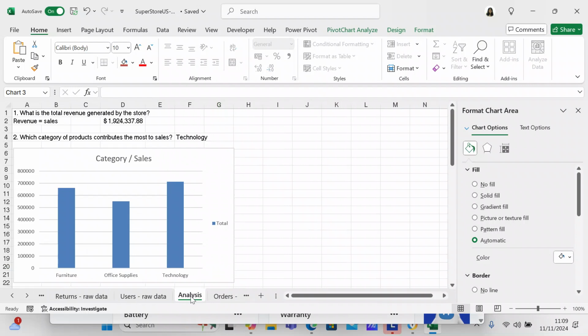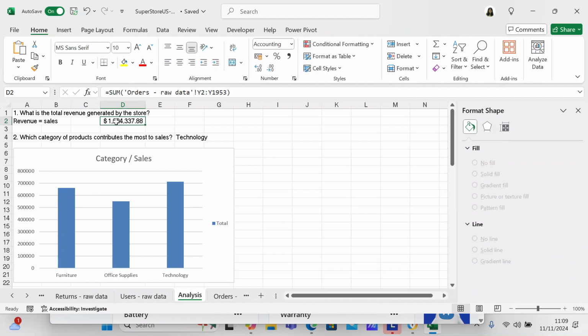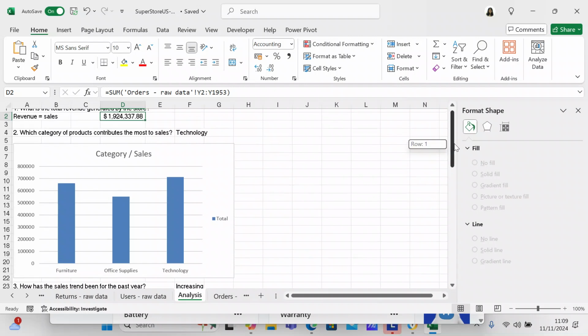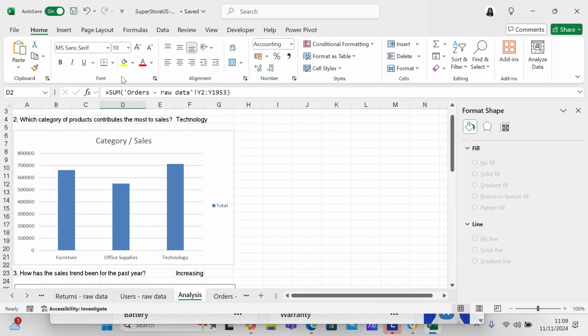It said, what is the total revenue generated by the stores? So your revenue is your sales. So you go over here, and it's sum orders, raw data, Y2 to Y1953, and that gives you 1,924,337.88 cents. So that is your revenue, which is your sales. And the next question: which category of products contributes most to sales? And the answer to that is technology.